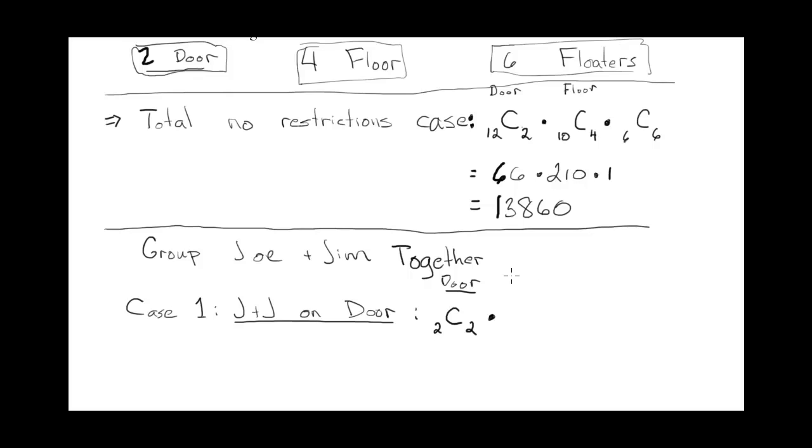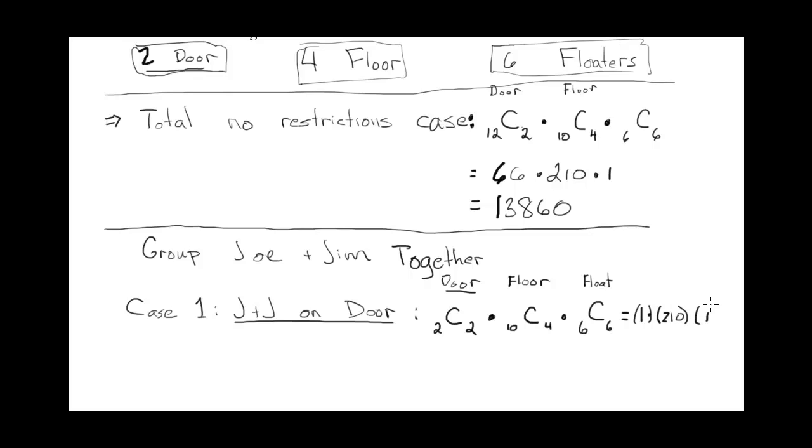Second, the floor. So now how many people do we have that we can put on the floor? Well, there were 12 originally, we're not choosing Joe and Jim, so there's only 10 to choose from, and we're choosing 4 of them, times how many people do we have left to float? Well, we've assigned 6, we've got 6 left, and we're choosing all 6. So that would be 2 choose 2, which is 1, in a bracket, times 10 choose 4, which I did up there, that was 210.